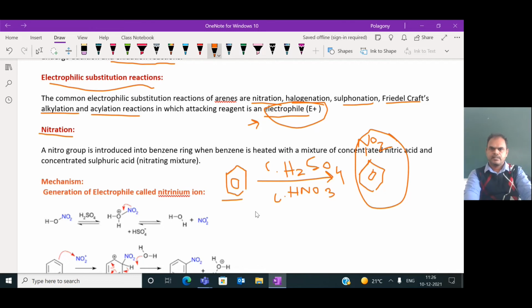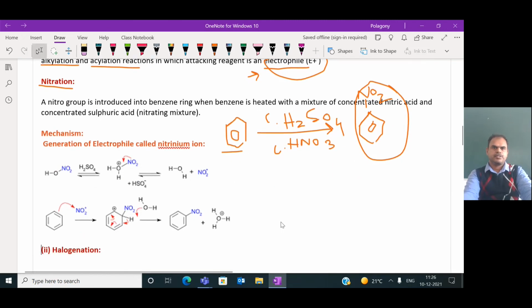And in this electrophilic substitution reaction, what is the electrophile here? How is nitrobenzene prepared, how is nitrobenzene manufactured from benzene when it is treated with the concentrated sulfuric acid and concentrated nitric acid mixture? If you want to understand how this electrophilic substitution reaction goes, and what the electrophile is, then we will discuss the mechanism of this nitration process.